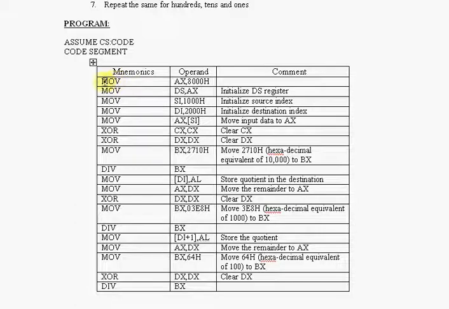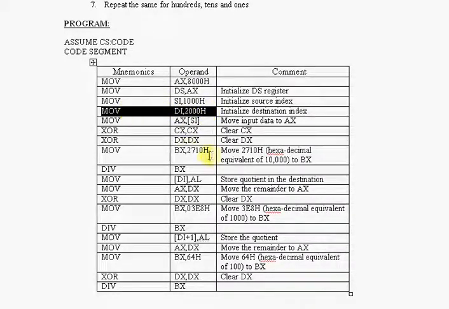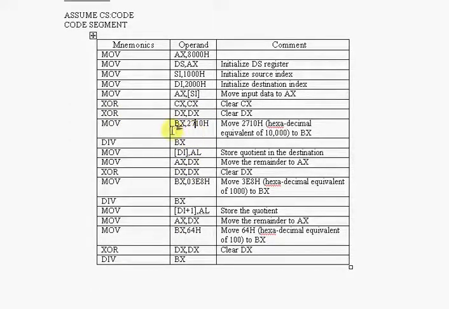This is the program. Of course, 8000 has your input data. These three instructions are for loading your pointers into the register DS and AX, and DI for storing your result into the destination index. First load AX with the 16-bit data, and clear the CX register and the DX register also. Now load BX with 2710, which is the equivalent of 10,000, and do DIV BX. By dividing with BX, AX will have the quotient and DX will have the remainder.